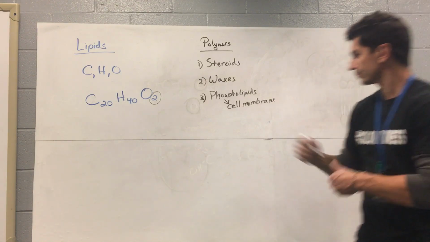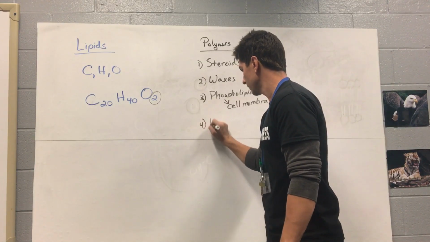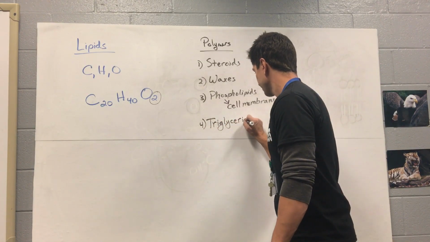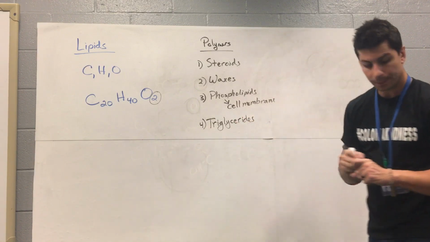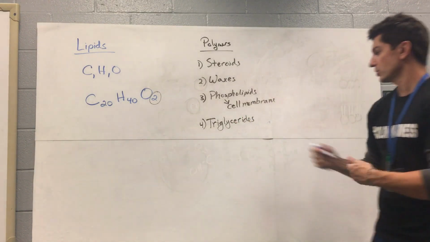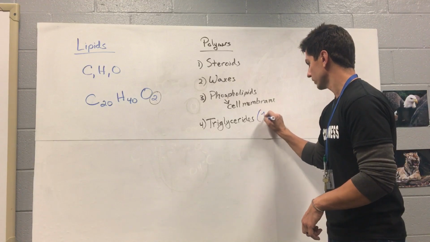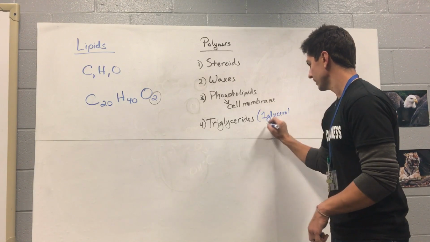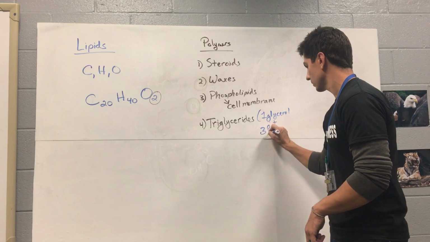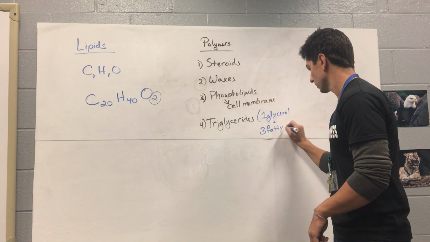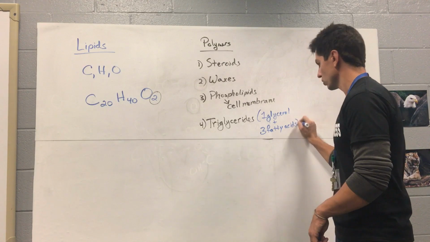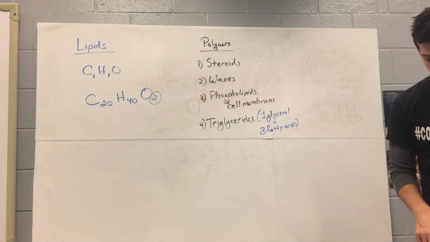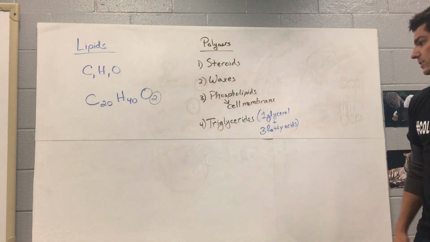One more. Our fourth one is our triglycerides. Okay. Composition. Our composition of our triglycerides is one glycerol attached to 3 fatty acids. So you can see it's a little bit bigger than our monomer. We have 3 of our fatty acids in there.